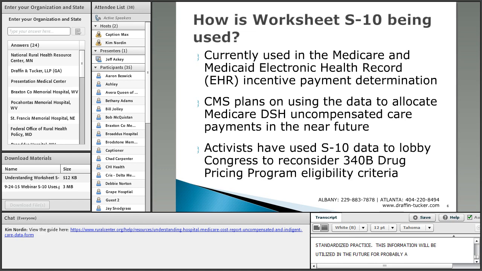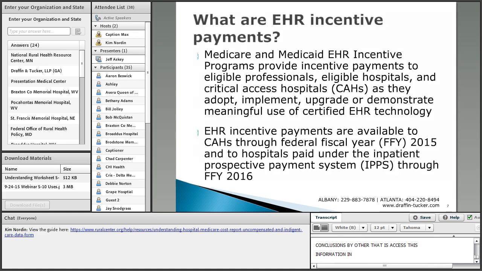And then we also mentioned that there are certain groups that may be looking at your S-10 data. Some have lobbied Congress, looking at the 340B drug participation program and determining whether facilities should be eligible to continue participating in that. We've got other groups that may be looking at tax-exempt status of providers, and they're using this data to evaluate whether or not they feel like hospitals should maintain that status. As I mentioned yesterday, we're not exactly sure who all is going to be looking at this data, but it's probably one of the largest depositories of this type of information in a national standardized practice. So this information will be utilized in the future for probably a plethora of reasons.